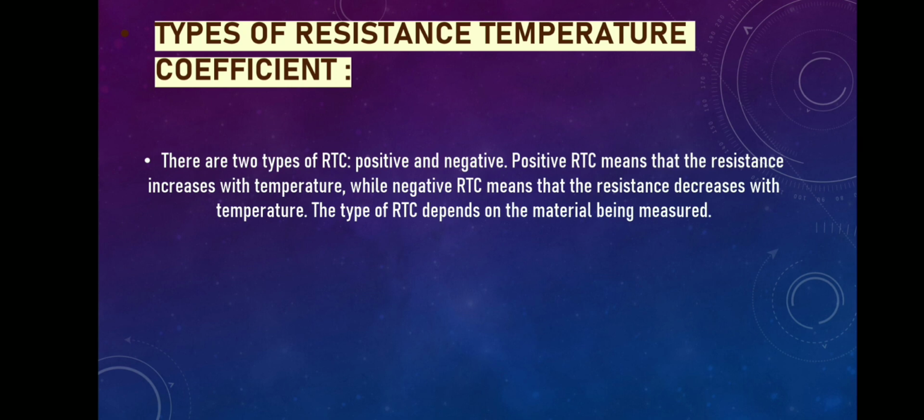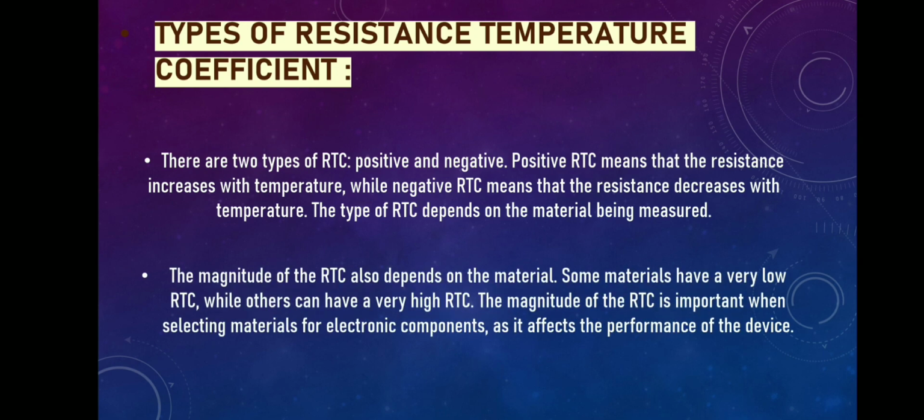There are two types of RTC, positive and negative. Positive RTC means that resistance increases with temperature, while negative RTC means that the resistance decreases with temperature. The type of RTC depends on the material being measured. The magnitude of RTC also depends on the material.